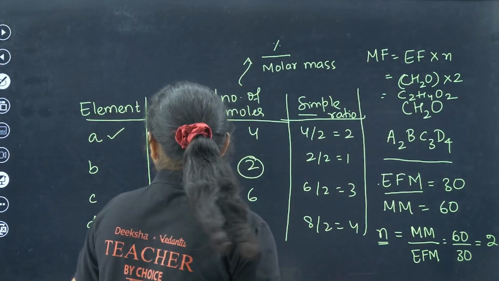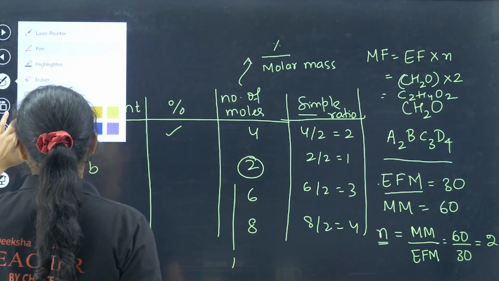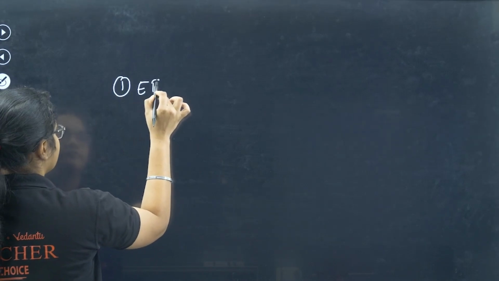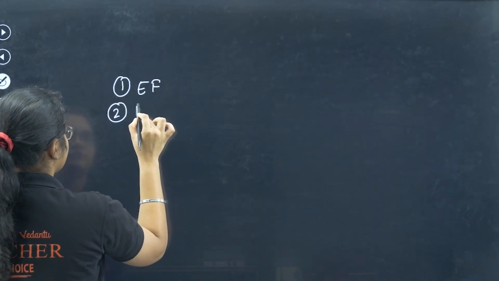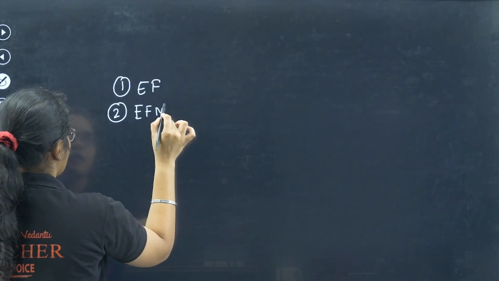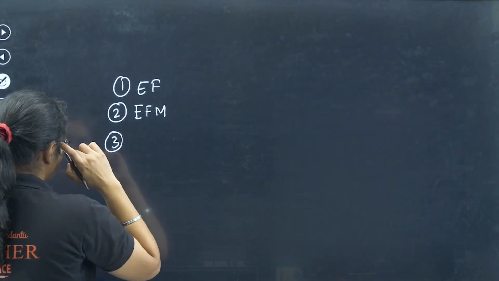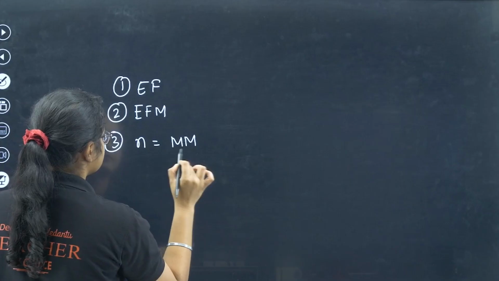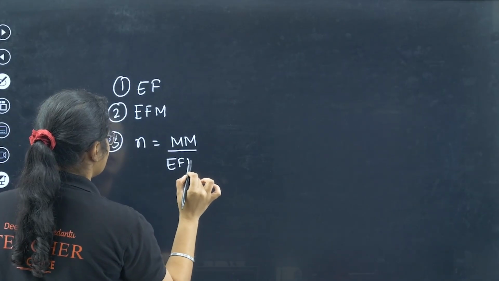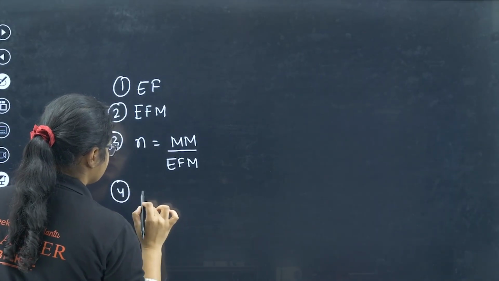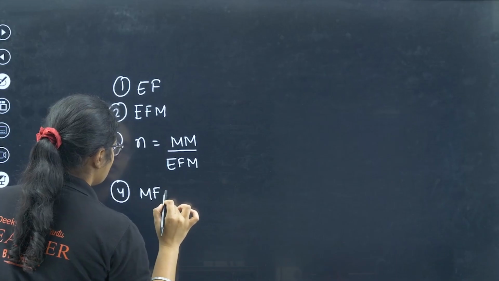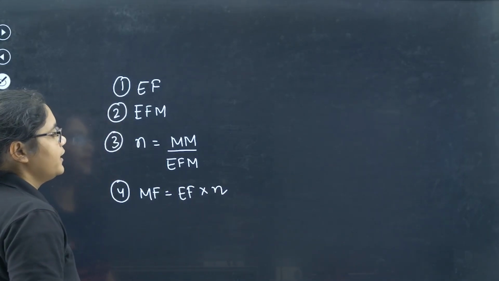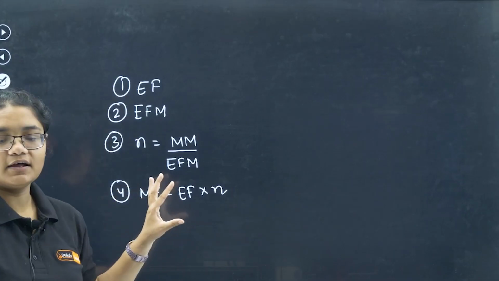Okay, so let me just summarize this, you can note it down. First step is to find empirical formula. Second step is to find empirical formula mass. Third step is to find the value of N by dividing molecular mass by empirical formula mass. And the fourth step is to find molecular formula, empirical formula into N value. Okay, so these are the steps.